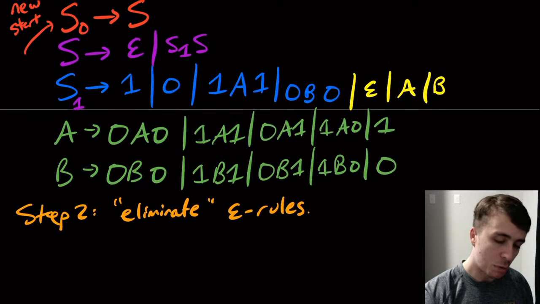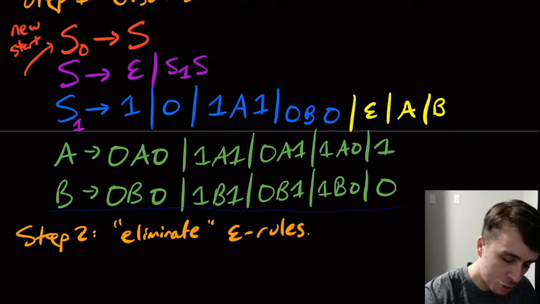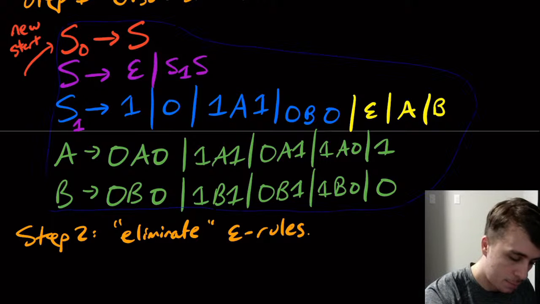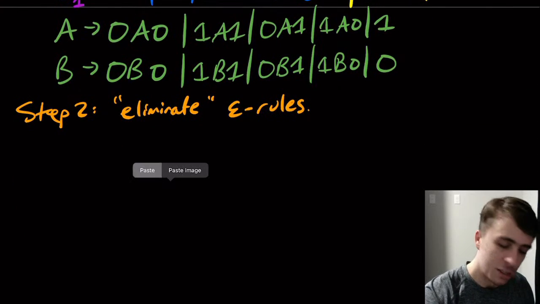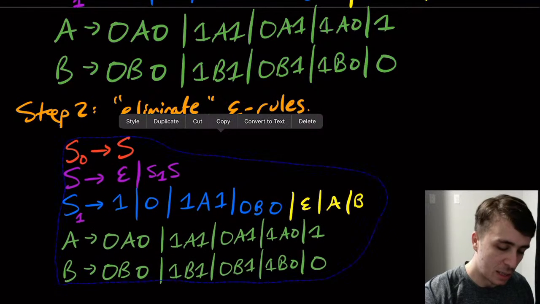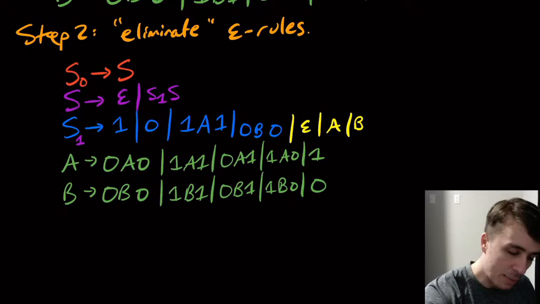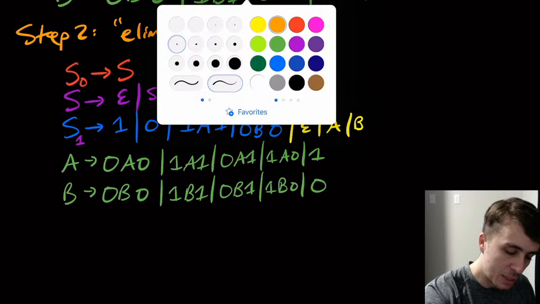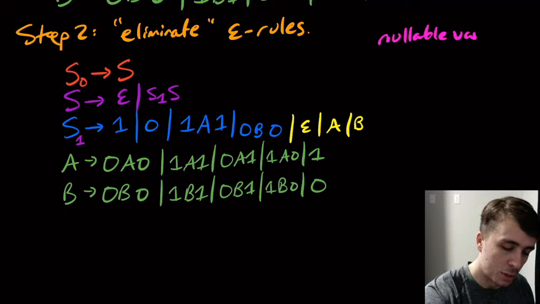So here's what we're going to do. I'm going to copy and paste this grammar again. I know it's a big grammar, and it's going to get a lot bigger, trust me. So I'm going to try to make it easier to see once we do more of this. Okay, so what I'm going to do is create a list, which I'm going to call the nullable variables list.